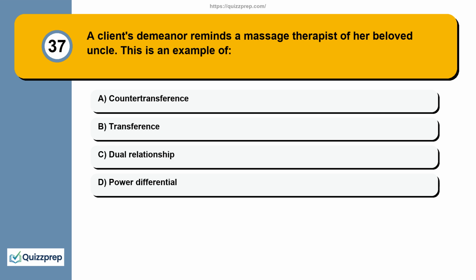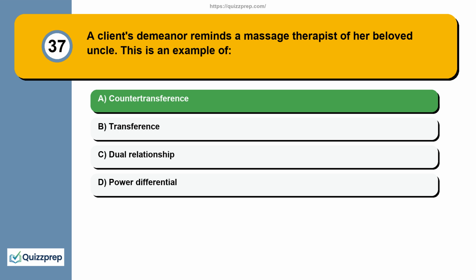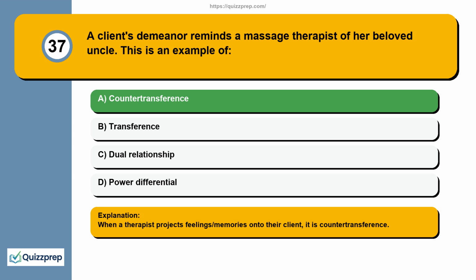Question 37. A client's demeanor reminds a massage therapist of her beloved uncle. This is an example of countertransference, transference, dual relationship, power differential. When a therapist projects feelings and memories onto their client, it is countertransference.